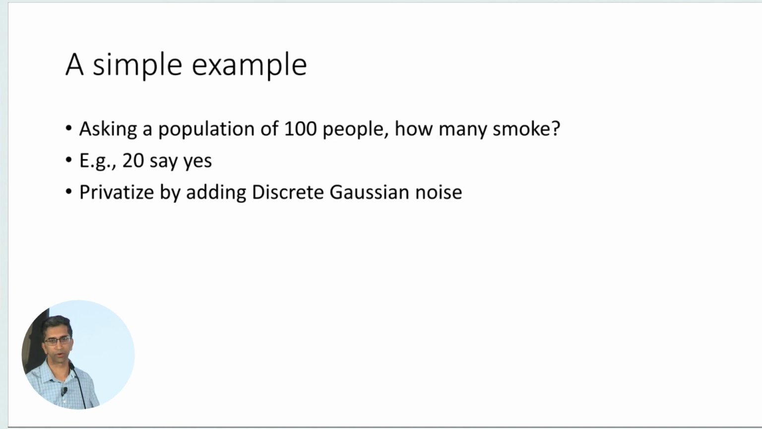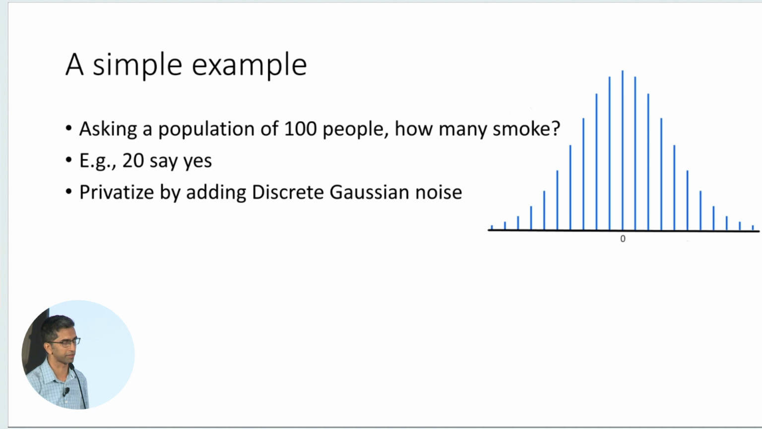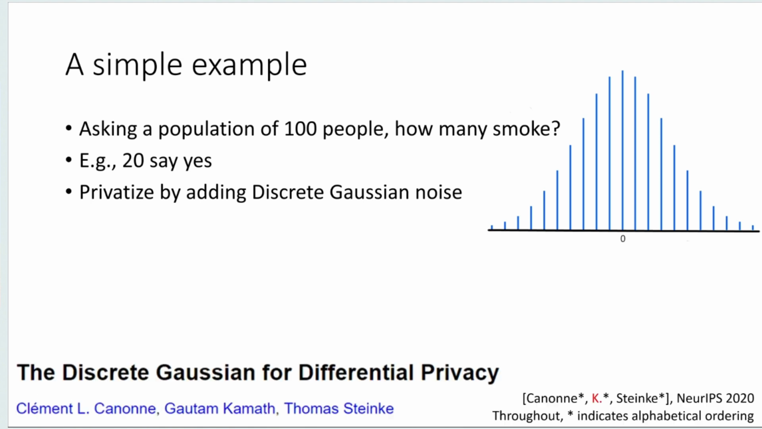There are many ways you can add noise, and one I'll choose is adding discrete Gaussian noise. This is like a Gaussian distribution, a nice bell curve, but it's only supported on the integers. I find that convenient for a few reasons. One, just because 20 people said yes, we'd like the count after adding noise to still be an integer count, because otherwise, what does it mean that 19.2 people smoke? Not clear. I also like it because we introduced this algorithm a few years ago in a NeurIPS paper.